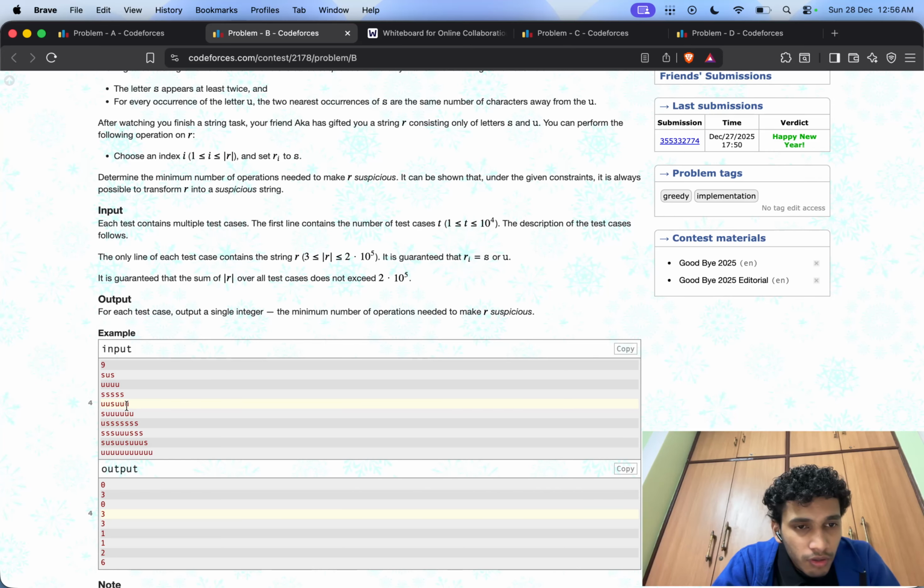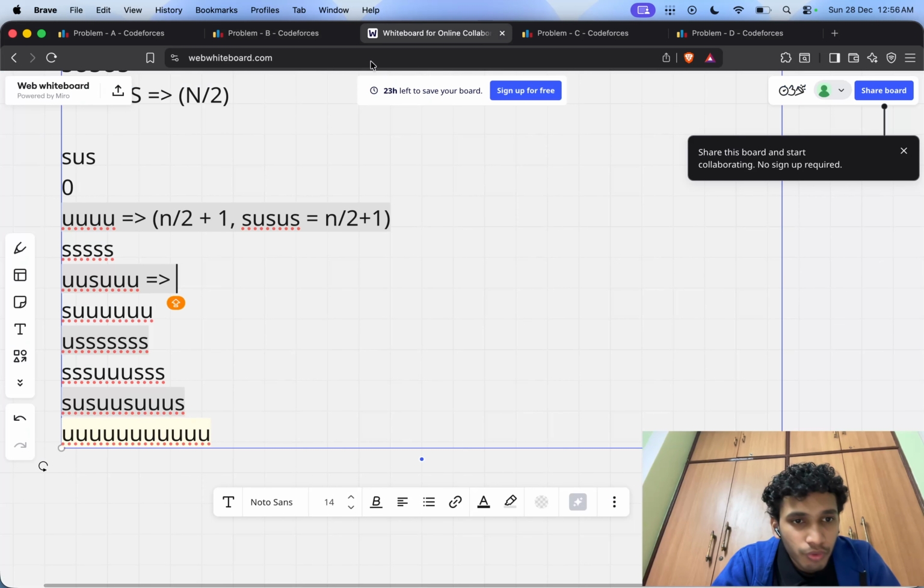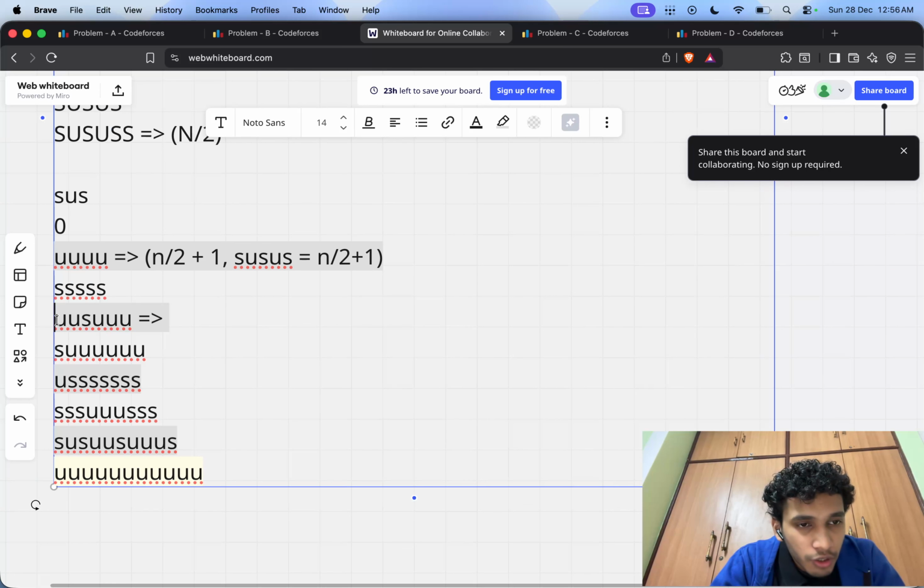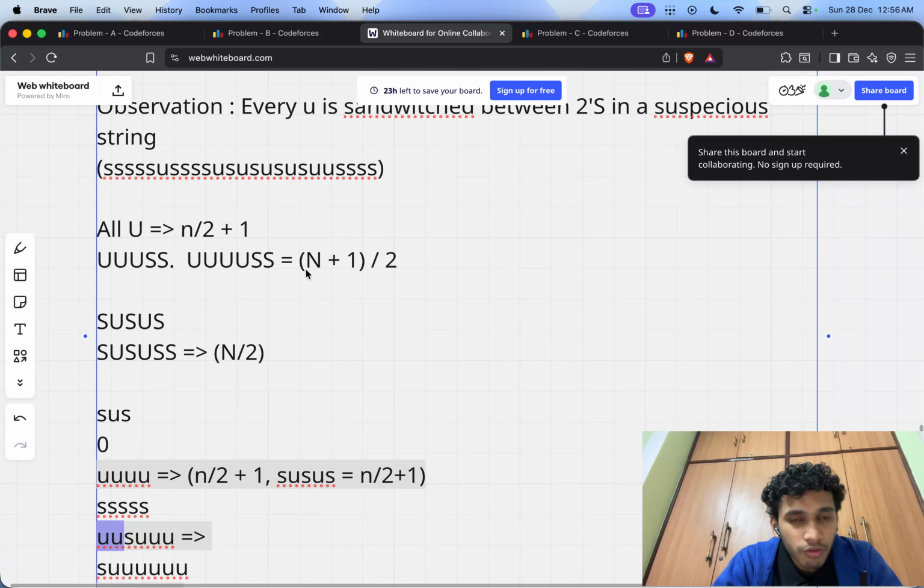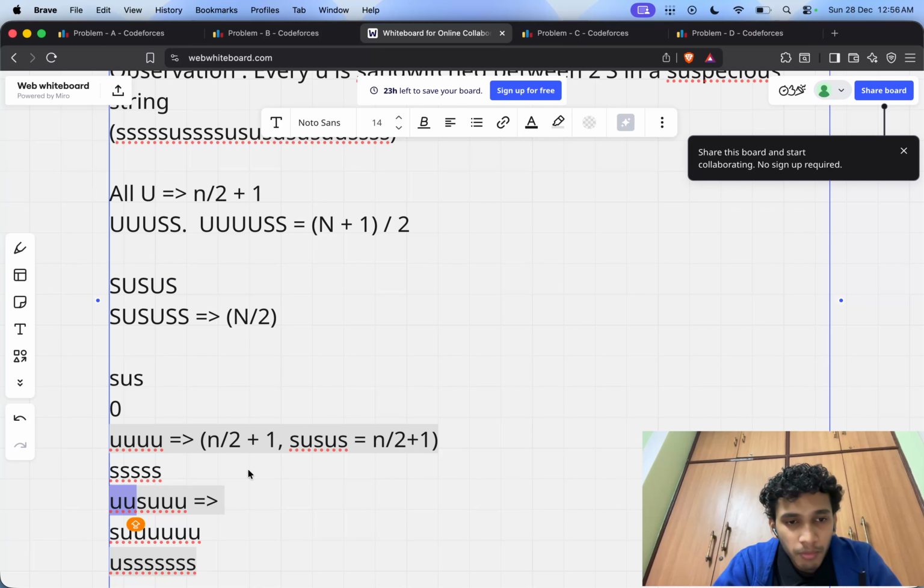It was UUS, UUU. Okay, so there are two U's present in the corner. Okay, so for the corner, what did we say? n plus 1 by 2. So 2 plus 1, 3 by 2, it is equal to 1. All right, so we can replace this particular U with an S and it is done. All right, this is what one operation means.